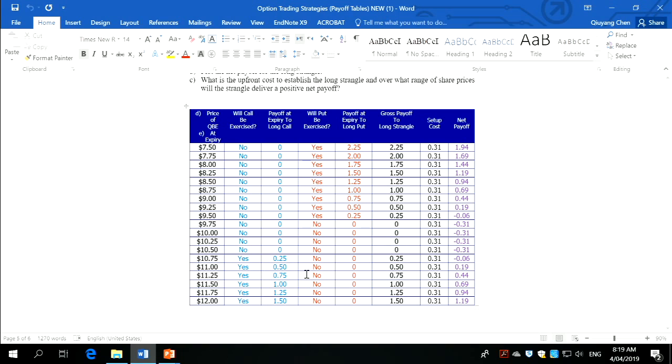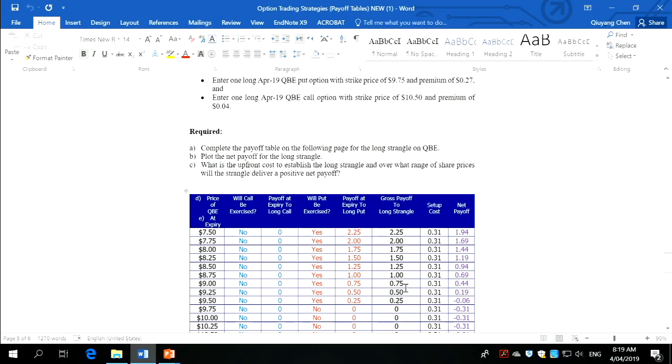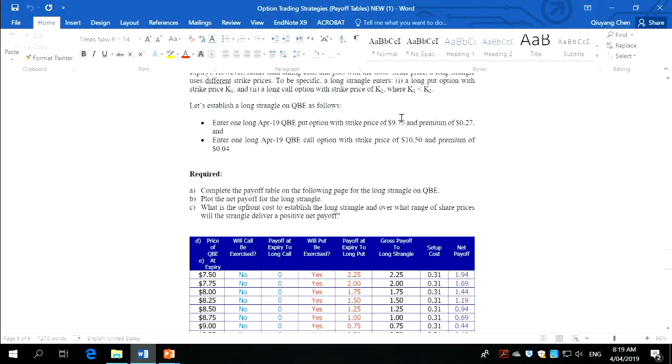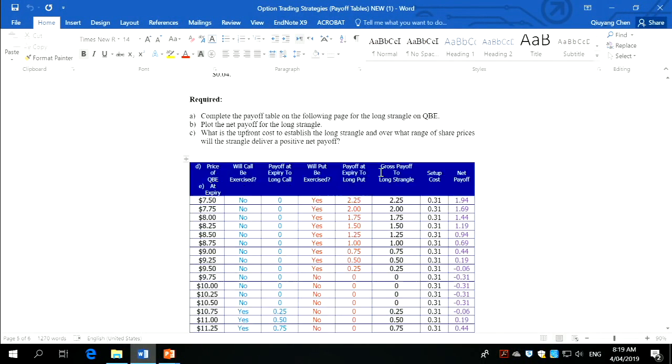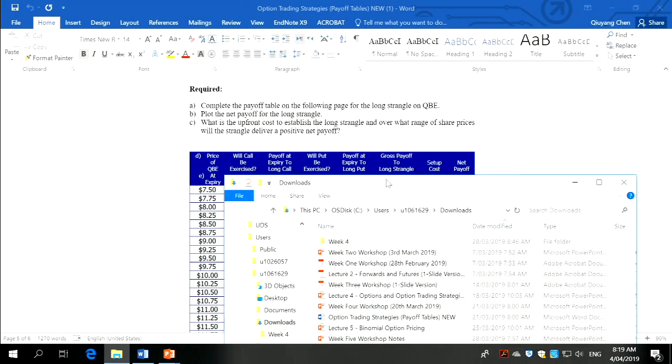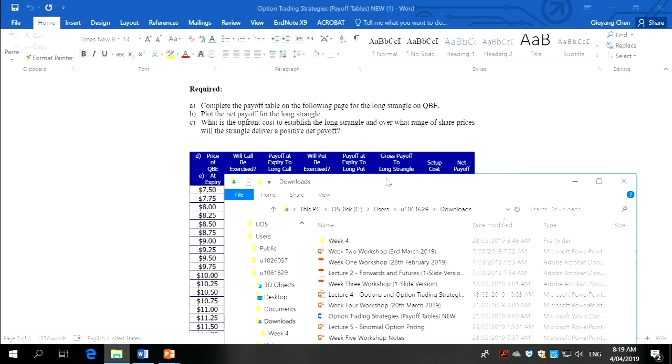What about the second leg? The second leg is that we bought a put, right? And we bought a put with a strike price of $9.75. What's the decision rule here? We bought a put with a strike price of $9.75. What should be our decision rule here? As long as the share price is below $9.75, we would like to exercise, right? Because that's where the put option is in the money.